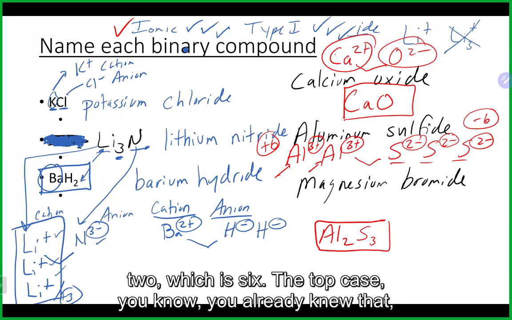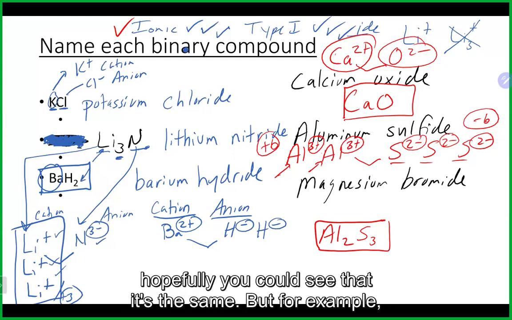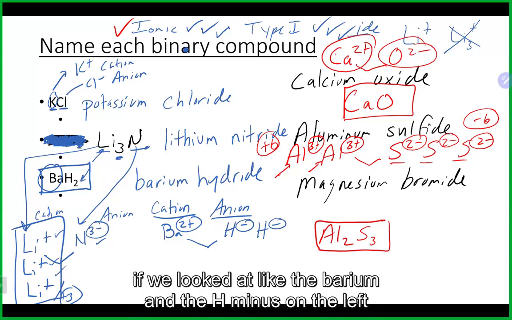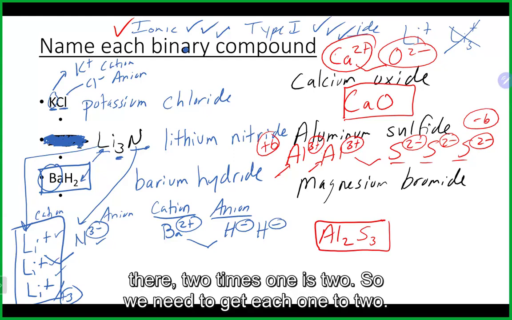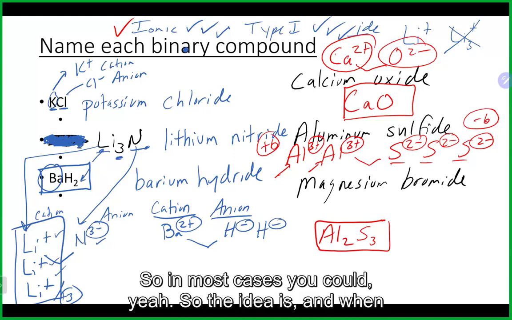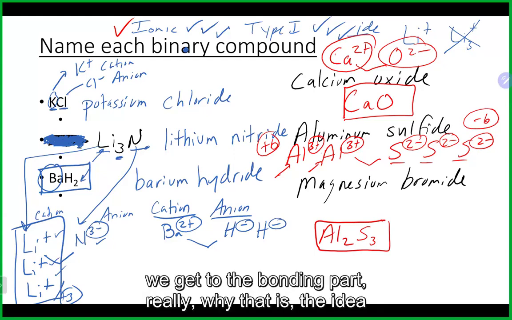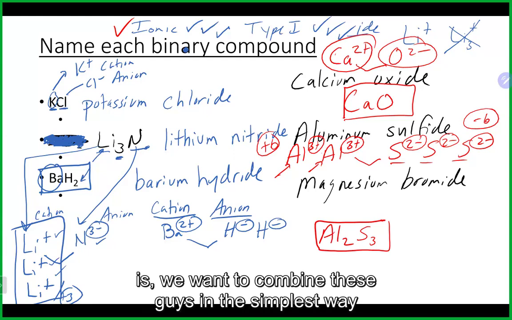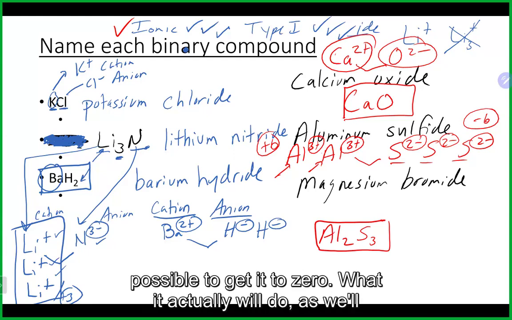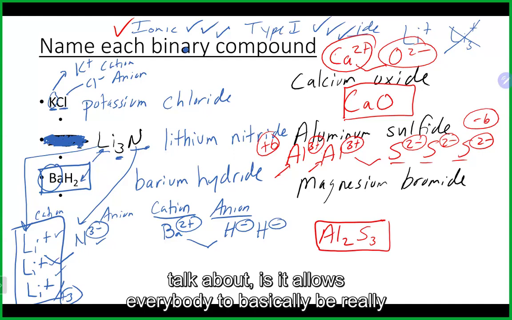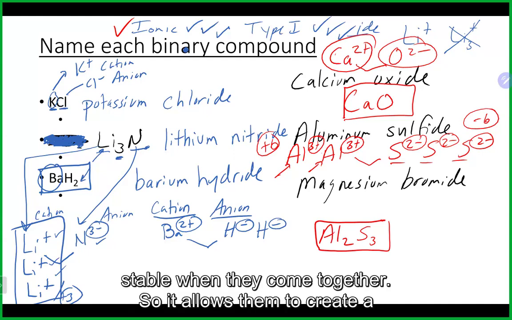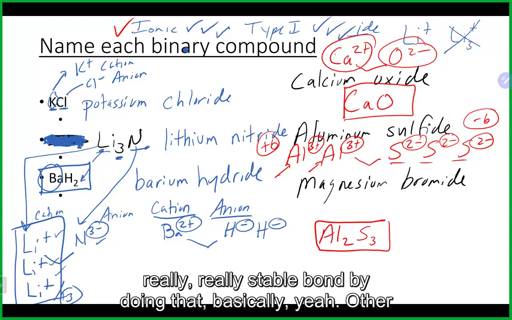The top case, you don't really need that. Hopefully you can see that it's the same. But for example, if we looked at the barium and the H- on the left there, 2 times 1 is 2, so we need to get each one to 2. So in most cases, you could. The idea is, and when we get to the bonding part, really why that is, we want to combine these in the simplest way possible to get it to 0. What it actually will do, as we'll talk about, is it allows everybody to be really stable when they come together. So it allows them to create a really, really stable bond. Other questions?